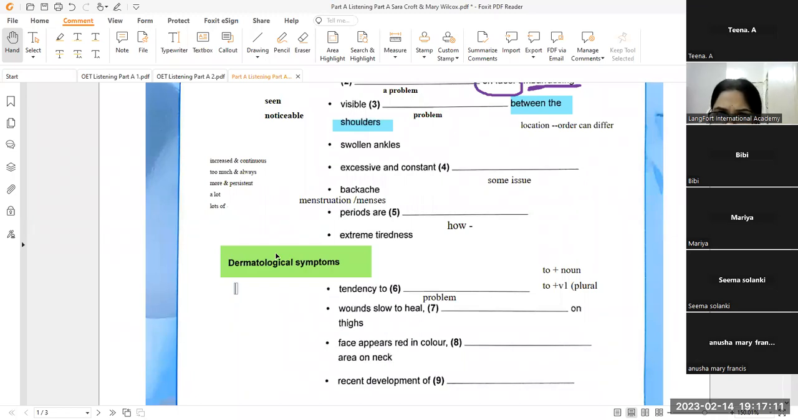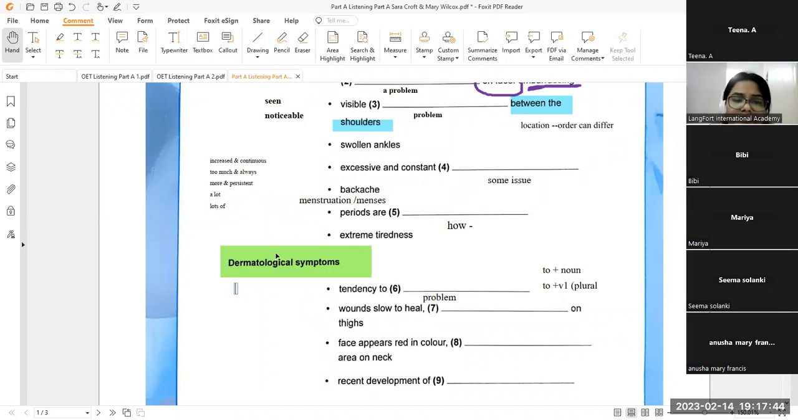What do you mean by tendency? You feel like. Okay, I can take "feel like", but do we say "feel like"? Okay, any other word? Almost close. Anything else? Felt. Okay, felt to.